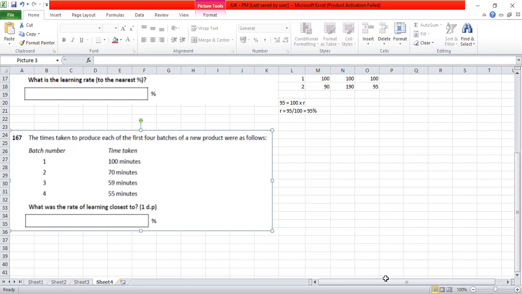The time taken to produce each of the first four batches of a new product were as follows. Batches 1, 2, 3, and 4. Time taken is given as 100 minutes, 70 minutes, 59 minutes, 55 minutes. What was the rate of the learning, closest to? So let's start.